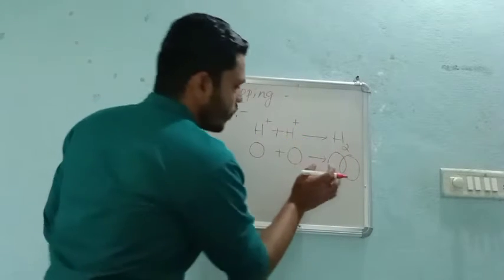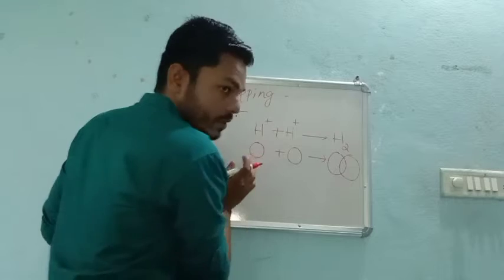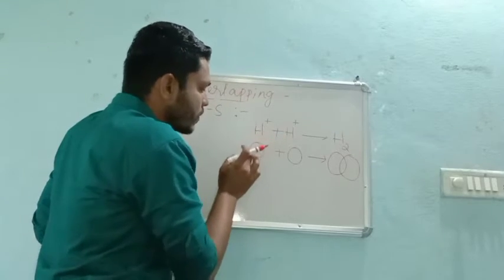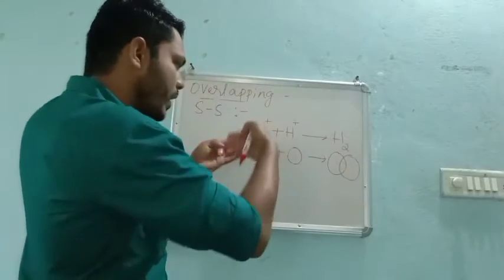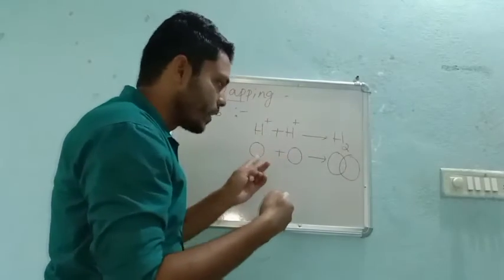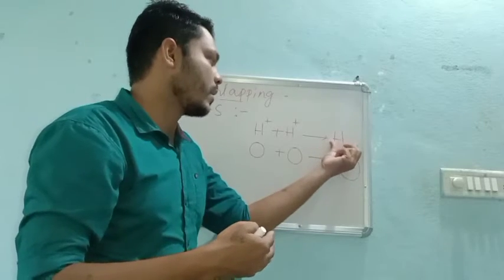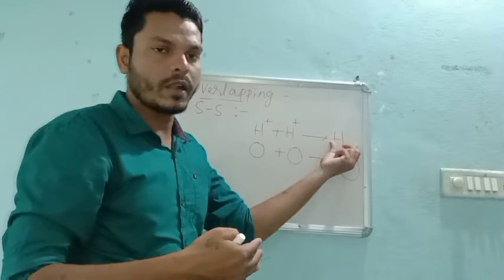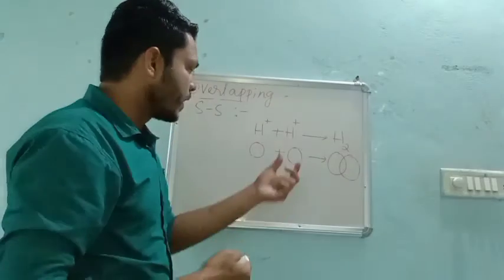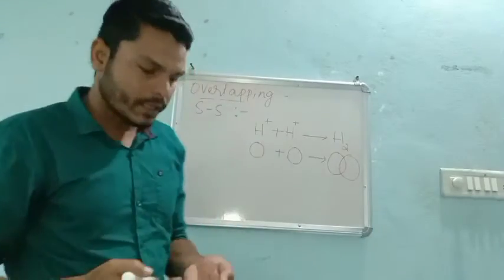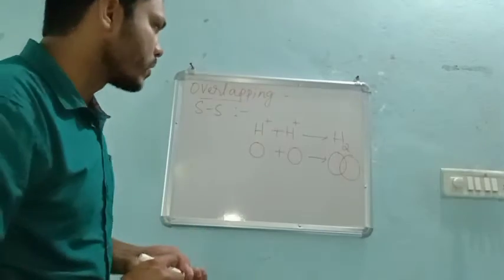That means one H, the shape of H is spherical. Why? Because it is an s-block element. So this spherical orbital will overlap with this H and form a bond, and there will be a formation of H2. Likewise, if ss type of overlapping takes place, then definitely there will be a formation of H2.